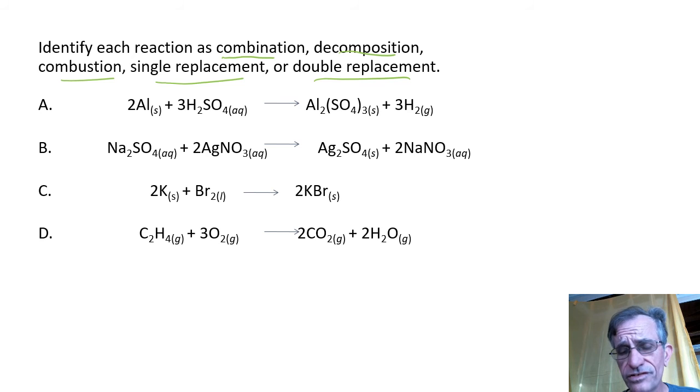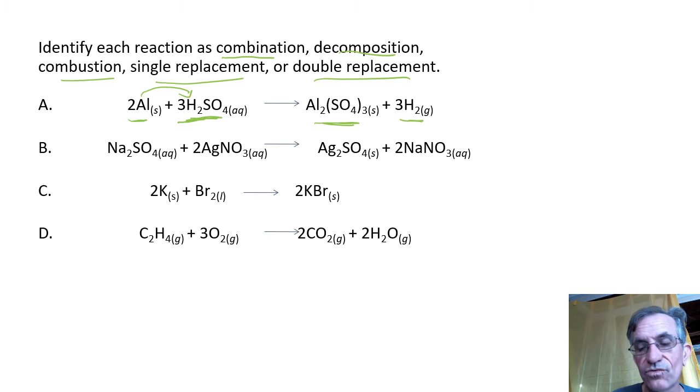So when I look at this first one, number A here, what I'm seeing is a little family. Aluminum is going to come along and hook up with the sulfate, and hydrogen gets thrown out. So we have a family reacting with an element. The element takes part of the family and kicks out the other part of the family. What do you call that? Single replacement.